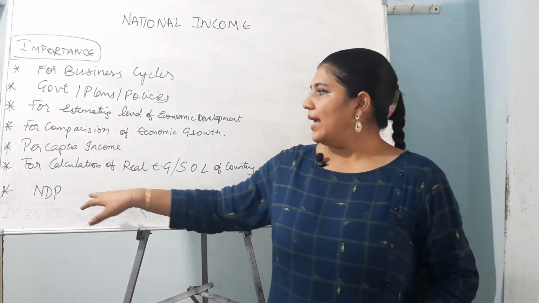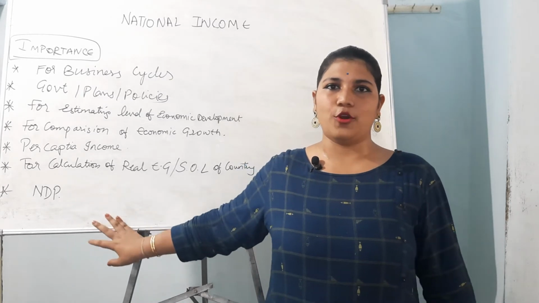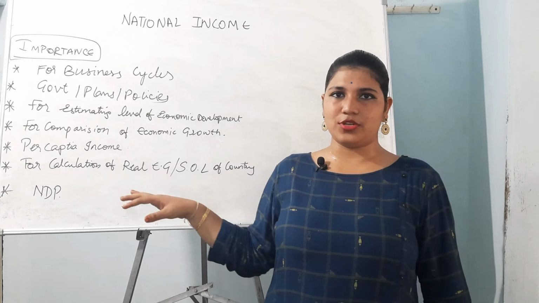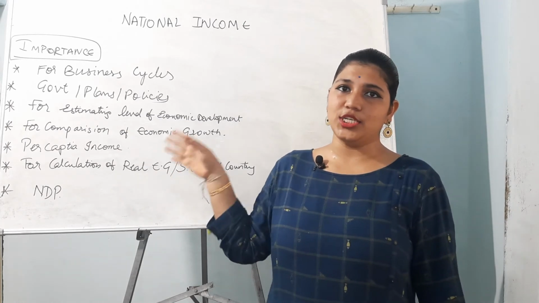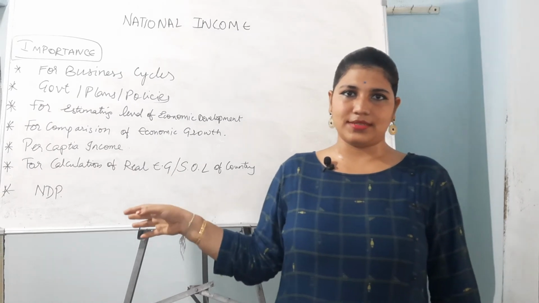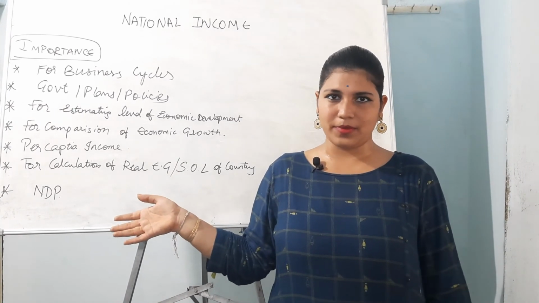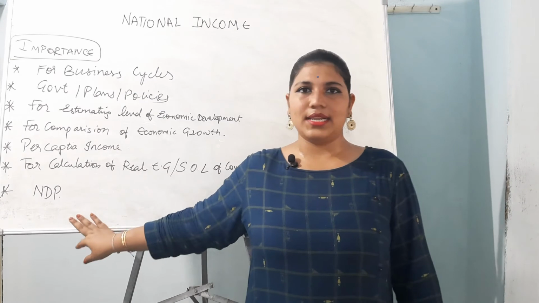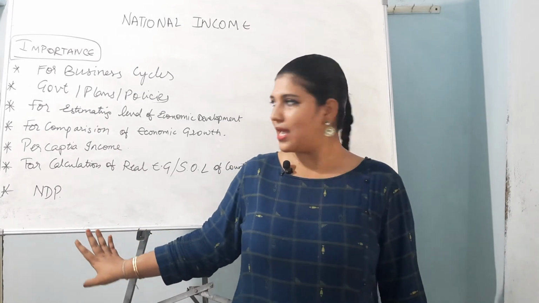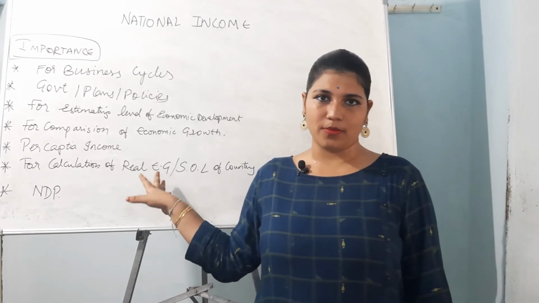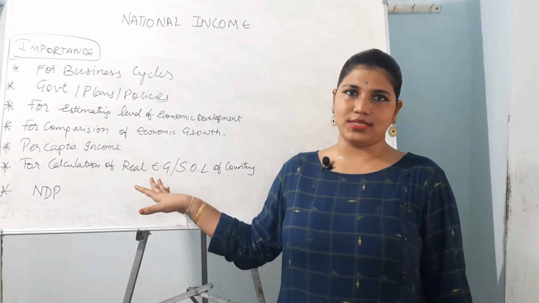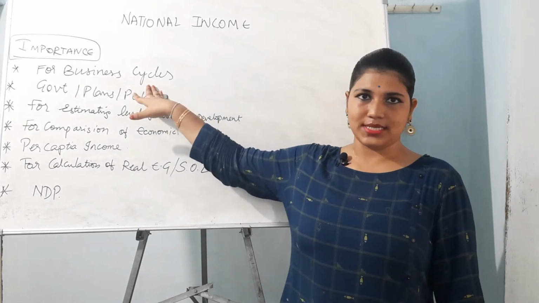And then NDP, Net Domestic Product. How did we calculate it yesterday? It is calculated as GDP minus depreciation, plus market price, etc. We used some formulas, right? So for calculating this NDP also, national income is very important. And as I told you, real economic growth and standard of living of the country are also based on this national income. And then business cycles.